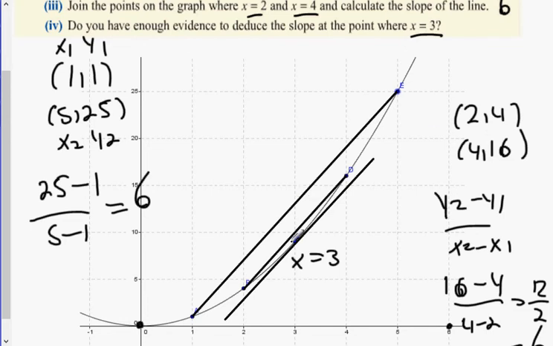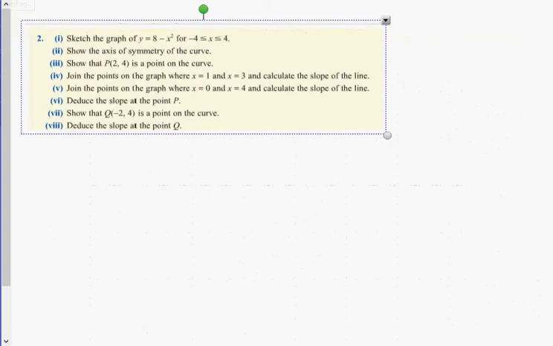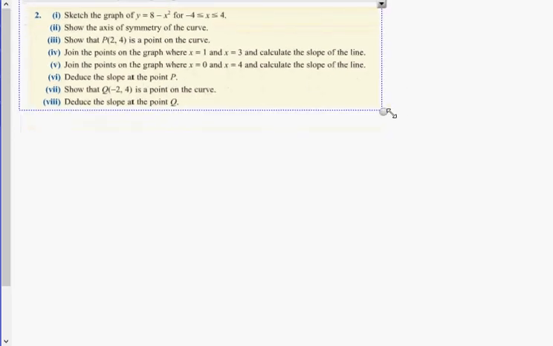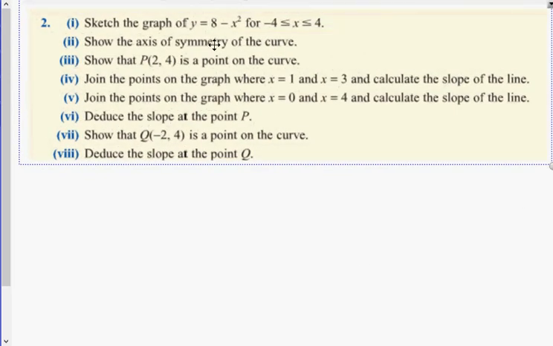And if we make this gap smaller and smaller and smaller, what happens? It's still going to be a slope of 6, provided the 2 points are the same distance away from x equals 3. Alright, now there's another way of thinking of this. This is a similar type question. Sketch the graph y equals 8 minus x squared from minus 4 to 4.